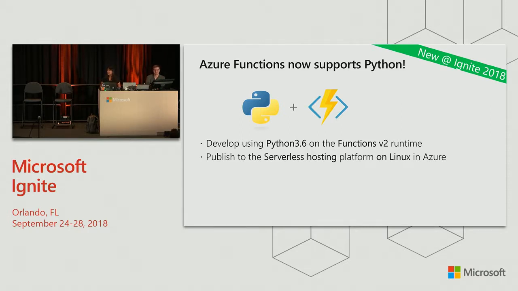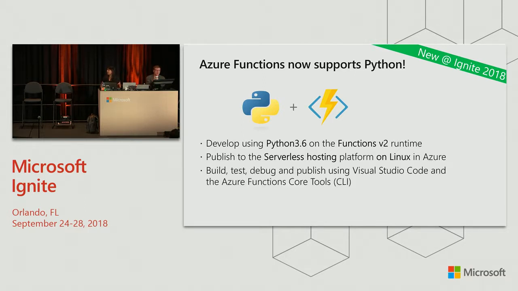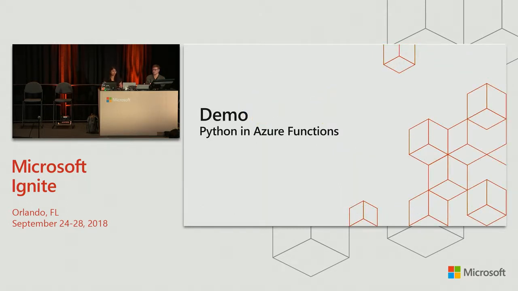You can publish your applications to a serverless hosting platform on Linux, and you can develop using the Azure Functions extension for Visual Studio Code or the command line tools that you're already familiar with. The Python and Functions feature is currently in private preview. You can sign up using the link on the screen, aka.ms functions Python preview, to try the latest bits and give us your feedback. Okay, with that, let's take a look at what this newly introduced Python service looks like.